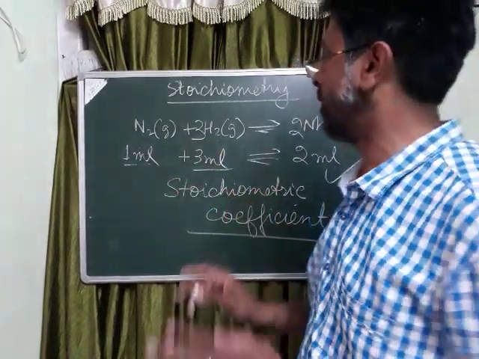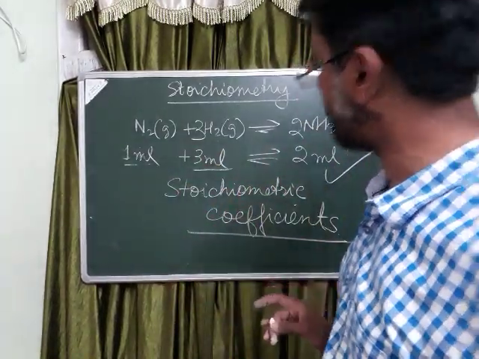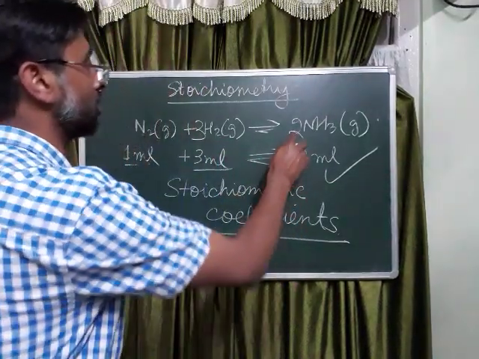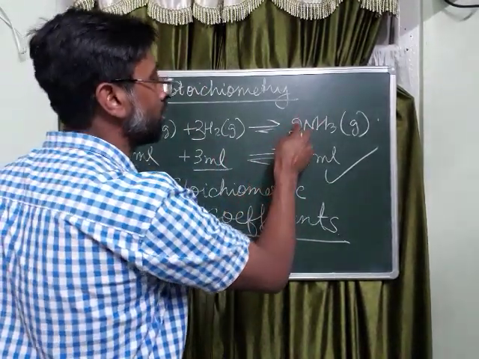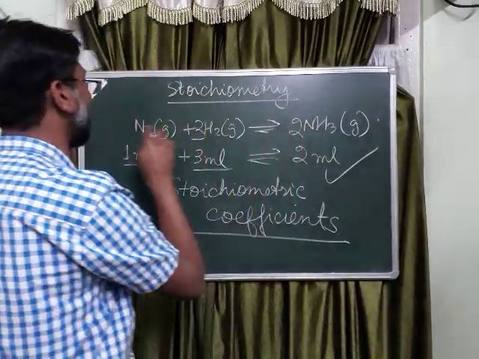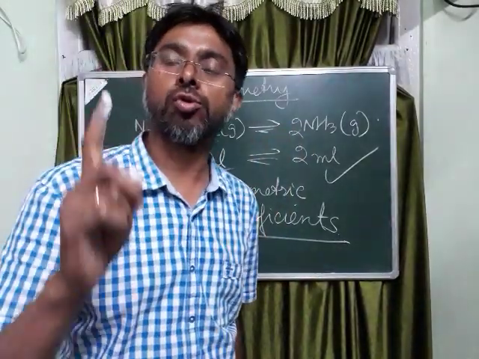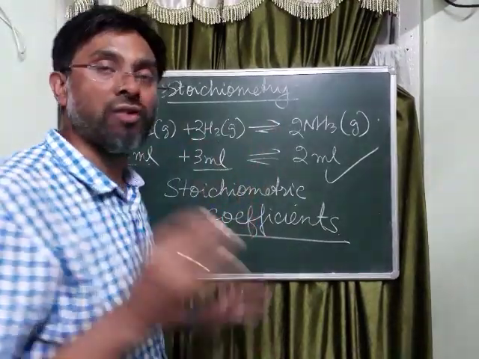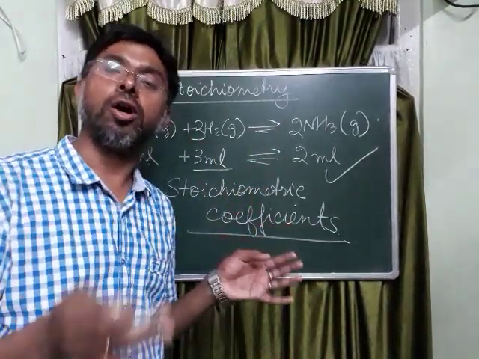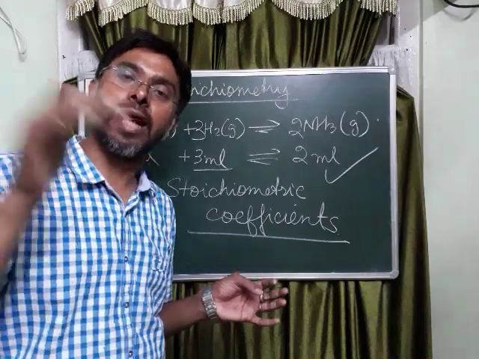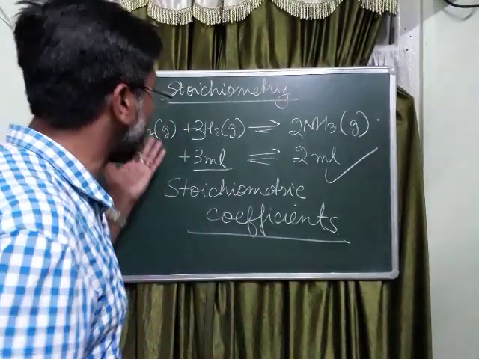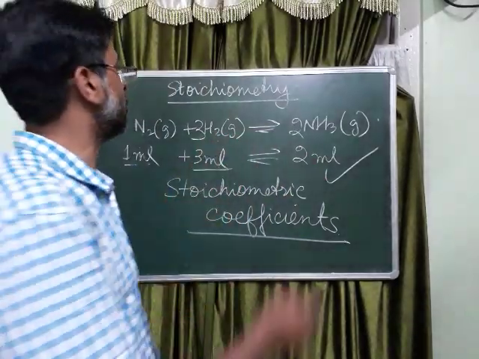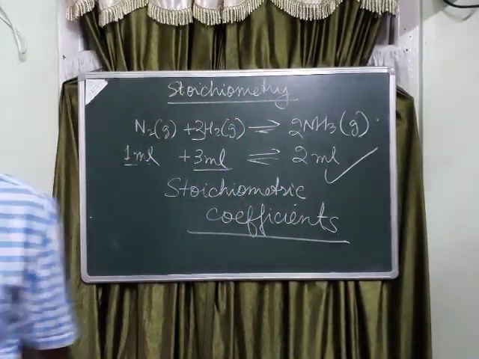If you look at these numbers very carefully, they are whole numbers. They are not fractions, neither decimals. That is why such whole number ratios, written before the product or the reactant, are called stoichiometric coefficients. And the use of these stoichiometric coefficients to find the ratio in volumes or in weights, grams, kilograms, of the reactants or products, is studied under this branch of chemistry, which is called stoichiometry.